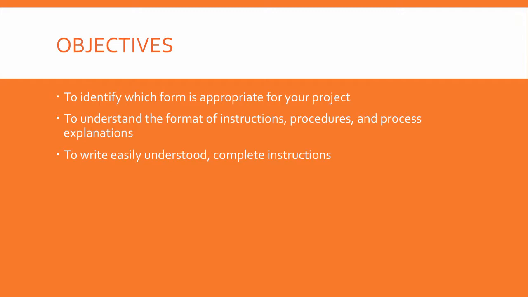The second thing is to understand the format of instructions, procedures, and process explanations. FAT P still applies here: format, audience, topic, and presentation. Depending on who you're writing for, what their knowledge level is, and how they're going to use it, you'll choose a different option here. And then finally, ultimately, just to write easily understood and complete instructions.